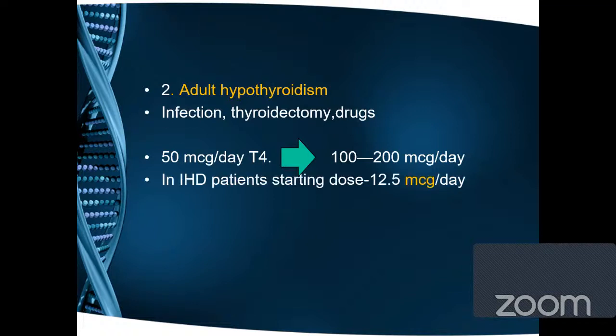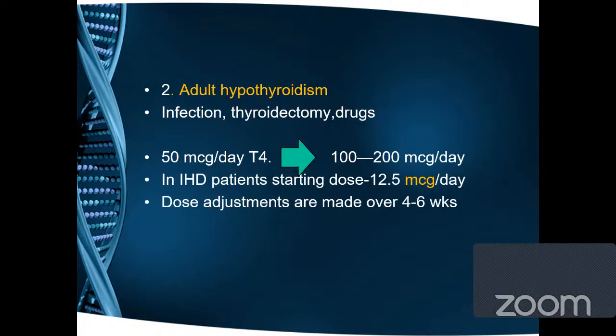In IHD patients, patients who have ischemic heart disease, we know that thyroid hormones act on the heart, increasing its contractility. In those patients, we can reduce the starting dose, for example, to 12.5 microgram per day. This is an important thing which you should remember. Those adjustments are made over 4 to 6 weeks.